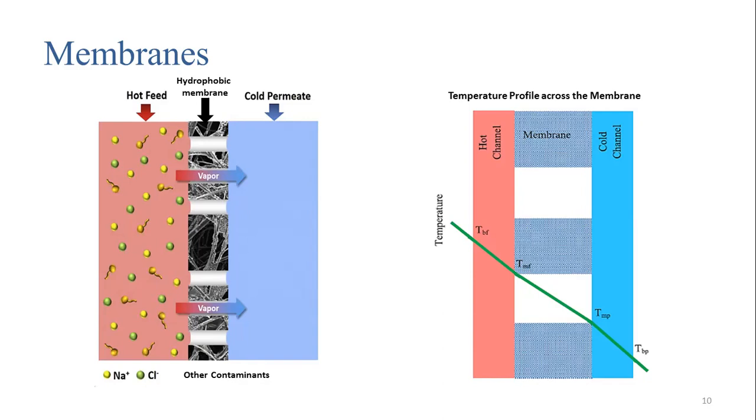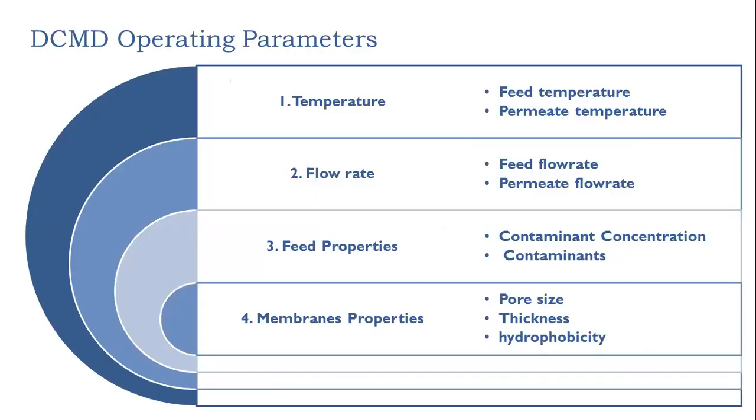On the right, you can see the temperature profile, where the temperature starts high in the hot channel and the cold channel is of low temperature. The membrane in between should exhibit proper characteristics to avoid heat transfer, have very good mass transfer, and have an efficient desalination.